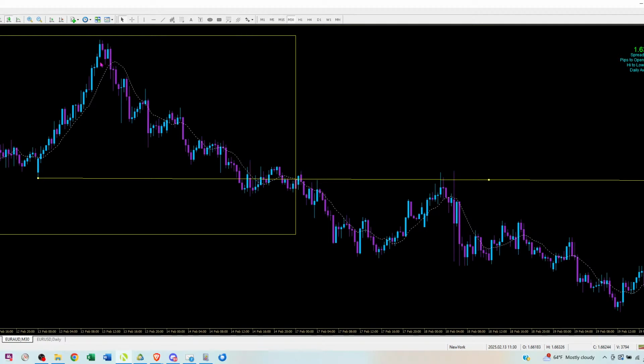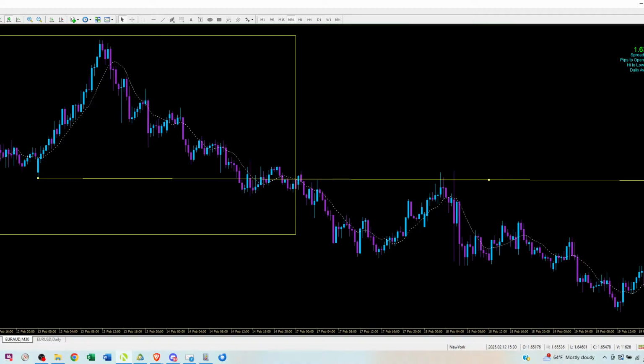Then you can maybe start going down to a 30-minute, hourly, whatever time frame you want to use. I wouldn't go too short, maybe no lower than a 15-minute, maybe 15-minute to 1 hour. And you want to wait for some clear bearish price action here.